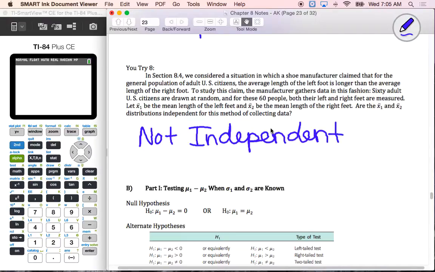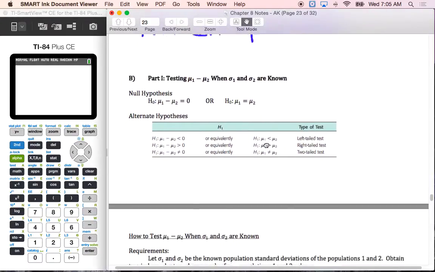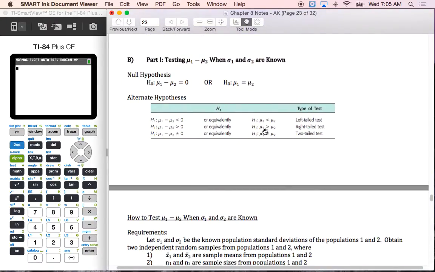So again, to run these tests in 8.5, you must have two groups that are independent. So they're not going to be the same people in both groups. They're two separate groups that you're going to be looking at. We're going to have 3 different tests as we go through this. The first test is when we know our sigmas. When you know sigma, remember, that's a z-test. Again, when you know sigma, that's a z-test.